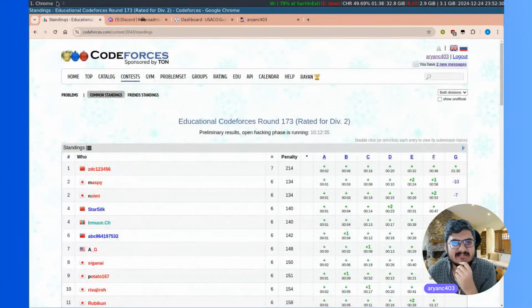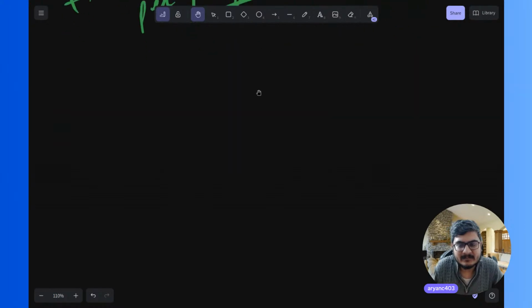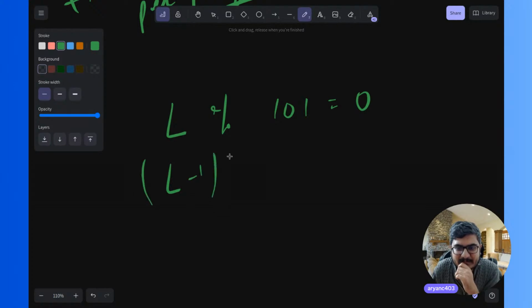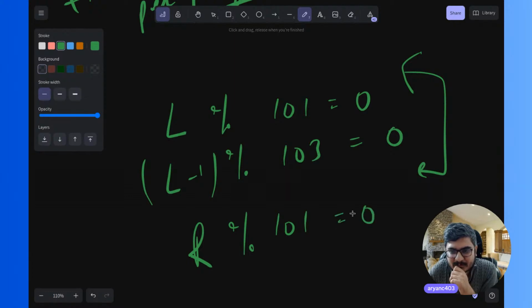Or wait, I think three pairs may not work. I can try to construct a test case. Let's say we call L a number, L mod 101 is 0, and L minus 1 mod 103 is 0 again. We can try to find one such pair, right? And then we can again pick R as a number which has mod 0.